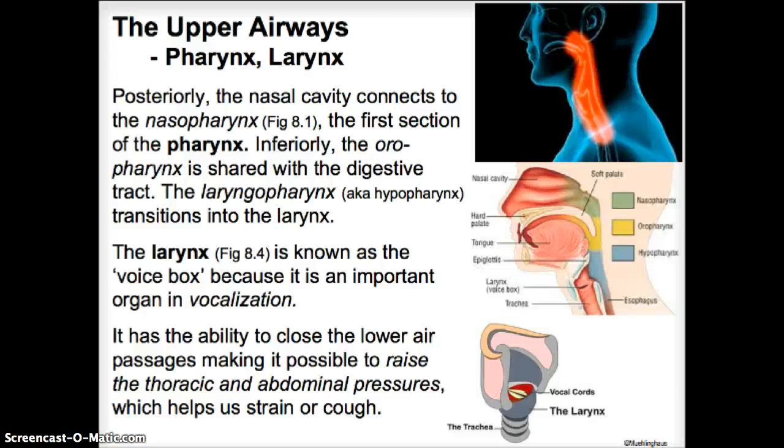All right, let's leave it at that, and we'll pick it up in the next section.